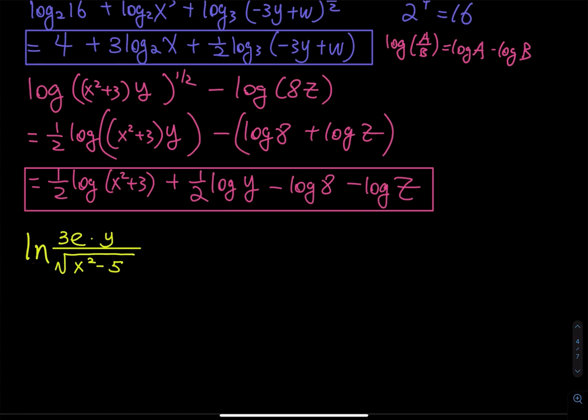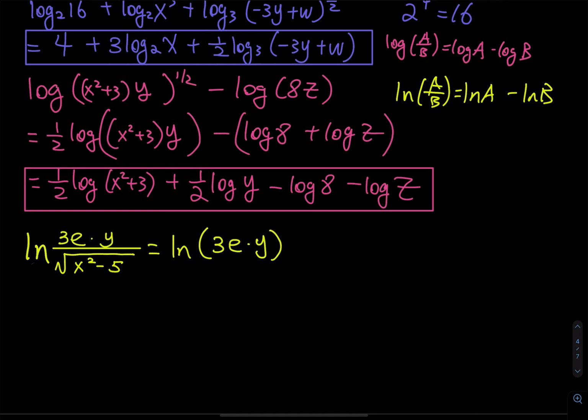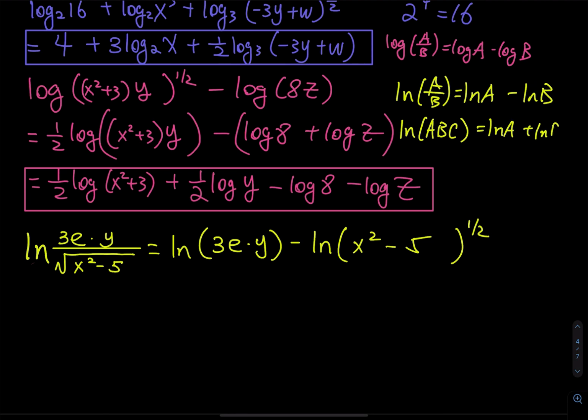So this is ln, the top divided by the bottom. So you have ln of A divided by B, that is equal to ln A minus ln B. Okay, so this is ln of the top, 3 times e times y, and then minus ln, the square root is a 1/2 power, of x squared minus 5. And then the top, you have 3 times e times y, so ln of A times B times C is equal to ln A plus ln B, and then also plus ln C. Okay, so that is ln 3 plus ln e, and then plus ln y.